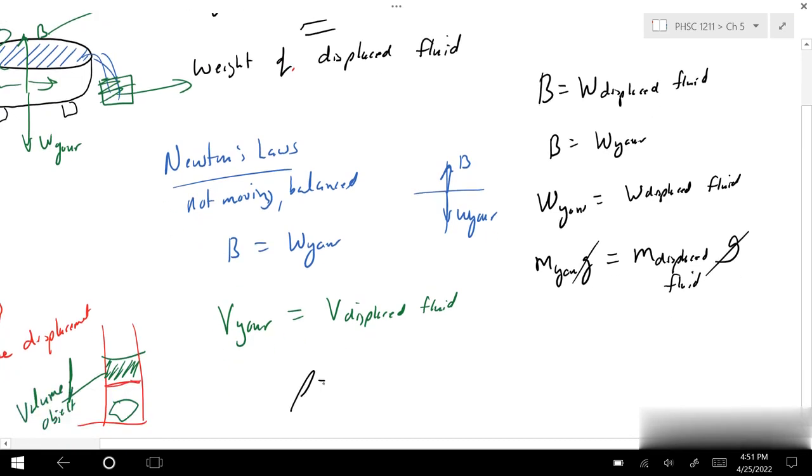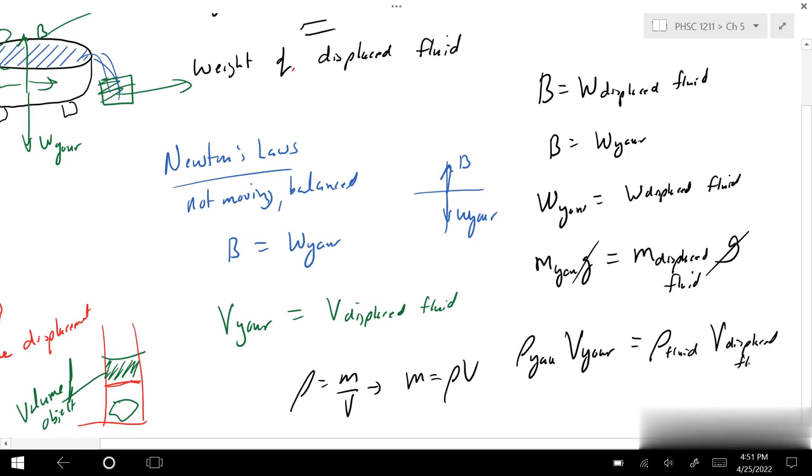And then we finally get to use density. Density is equal to mass over volume, or mass is equal to density times volume. So here's really the equation that focuses on Archimedes' principle. The density of you times your volume is equal to the density of the fluid times the volume of displaced fluid.